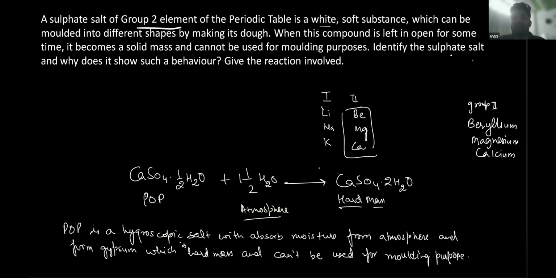Identify the sulfate salt, why does it show such a behavior, and give the reaction. POP is a hygroscopic salt. Hygroscopic means it absorbs the moisture and does not change its state. There are two types of substance. Let me explain the difference between hygroscopic and deliquescent salts.